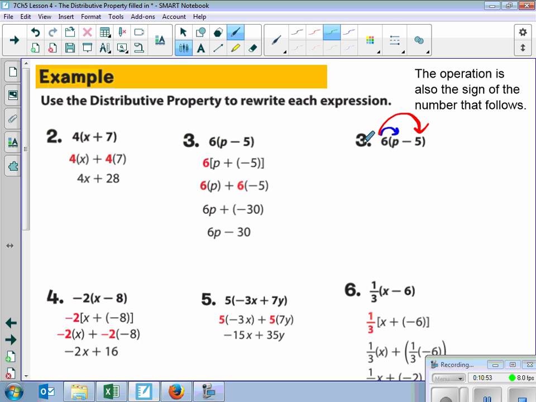And the reason I say that is because if you do a leave it, change it, you see the negative 5. So when we read this, we're going to just read p minus 5, where that 5 is a negative. So when we multiply, we have 6 times p, which is 6p. And now we're going to multiply 6 times negative 5. What's 6 times negative 5? Negative 30. So when we write this, we're going to write negative 30. And once again, the subtraction is also the sign of the number that follows. So here, 6p minus 30 is right where we ended up.